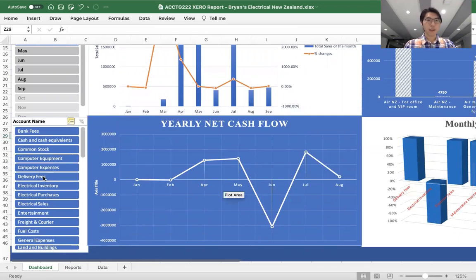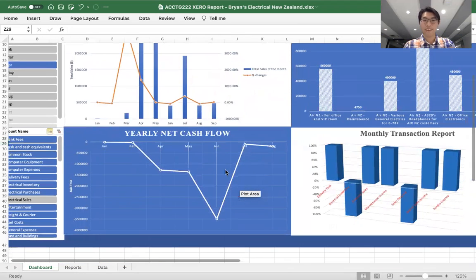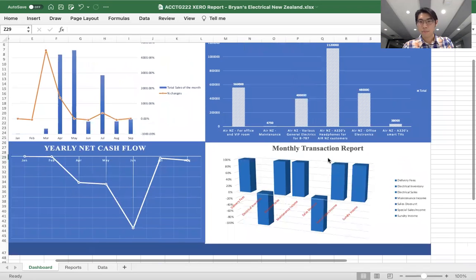This can be changed by changing the account's name. For example, if we don't want electrical sales here, we will see a different graph, which is, ooh, it means that most of the sales are generated by electric sales. So that's why we have a big inflow. But otherwise, you can see the inflow and outflow.